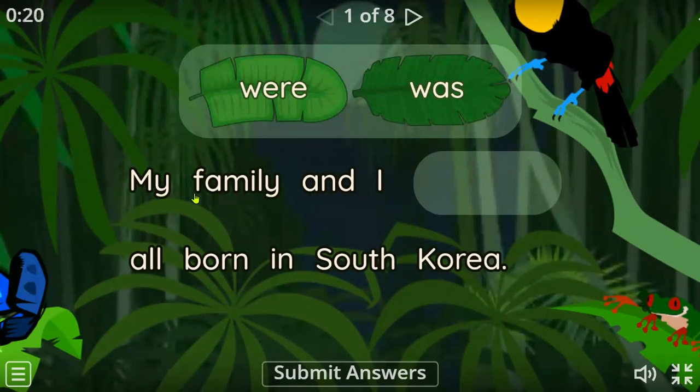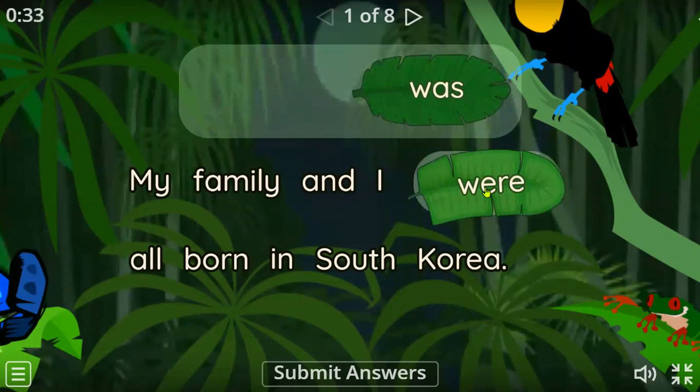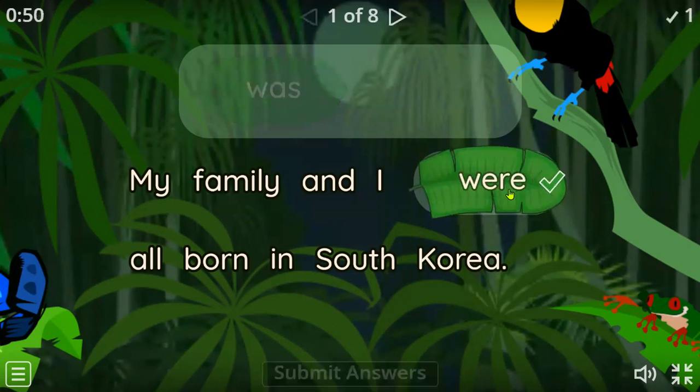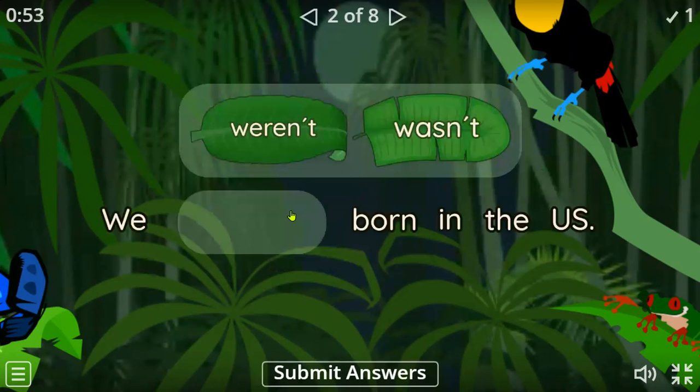Okay. Example, read the sentence. My family and I was. Okay. Two subjects, right? My family and I were. Let's check. Complete the sentence. Read the complete sentence. Our family and I were all born in South Korea. Todos nacimos en Corea. Submit. Is correct. The answer is where? The monkey. There was a monkey. Okay, next.